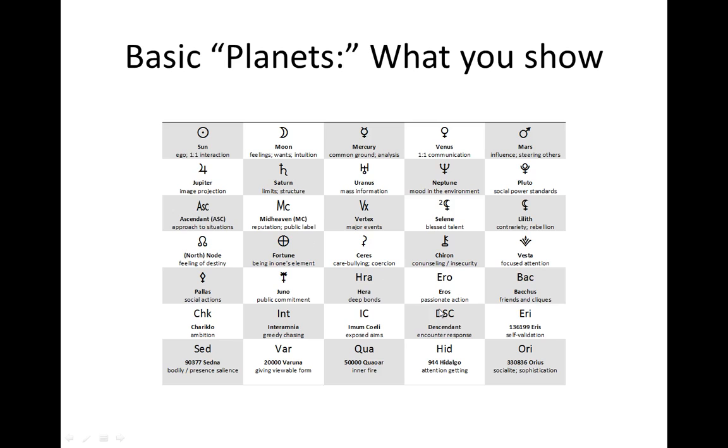Let me go ahead and skip down to the Descendant, because the Descendant is the opposite of this. This is the western horizon. You can also think of the Descendant as being the anti-Ascendant.